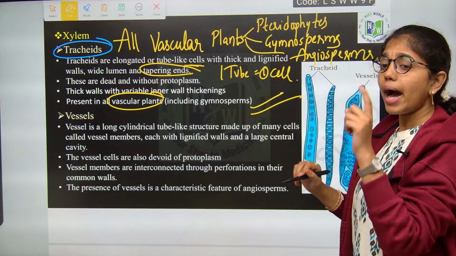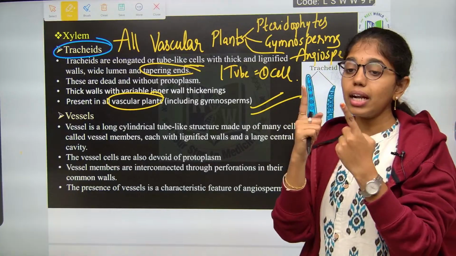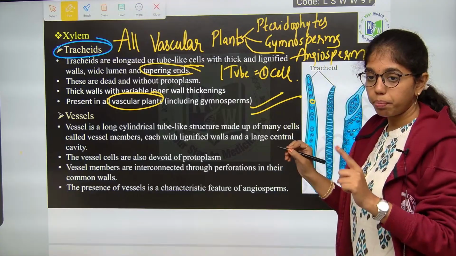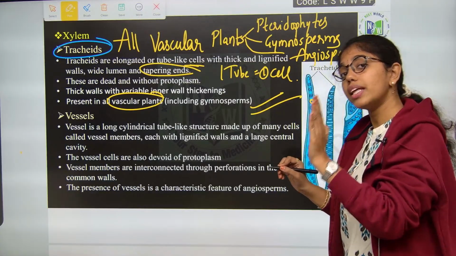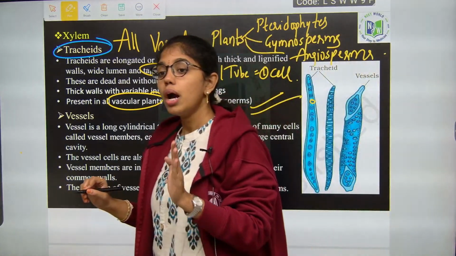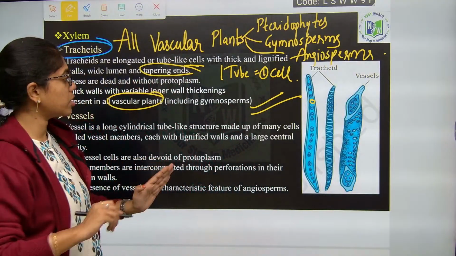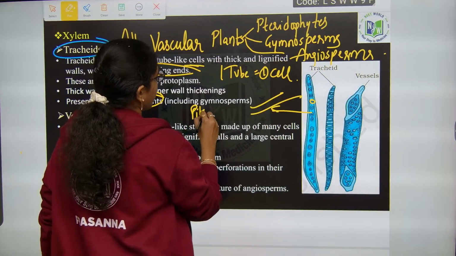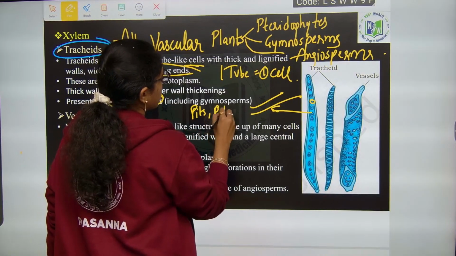How are tracheids connected to each other? By pits. Tracheids are connected to each other by pits, and tracheids are connected to other components of the xylem tissue by pits and pit fields. So they have pits and pit fields.